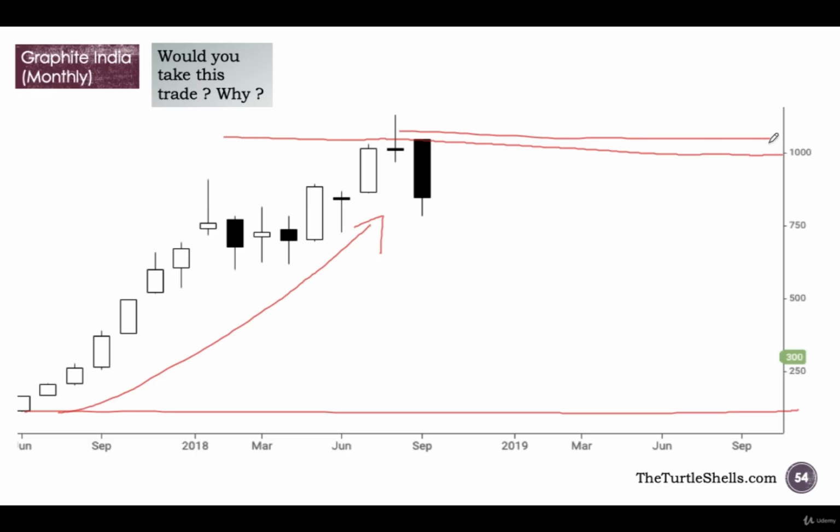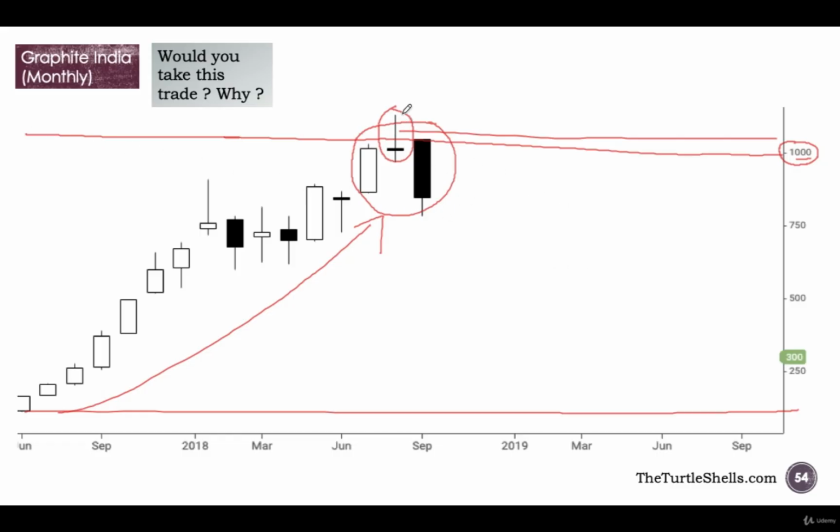There is a problem here. So 1000 is a very important psychological round number for this chart, Graphite India monthly, ending with 3 zeros. Psychologically important level. This is like a shooting star, okay? Then you have this evening star on a monthly candle. The problem is it is not confirming any prior resistance area. Probably the price has not seen that. So it's like a new high. So you don't know what has happened in the past in terms of price.